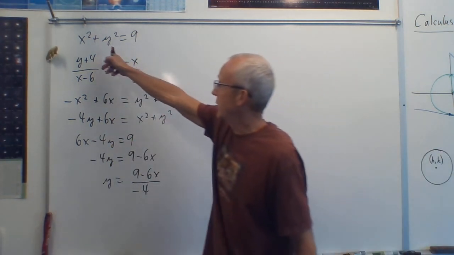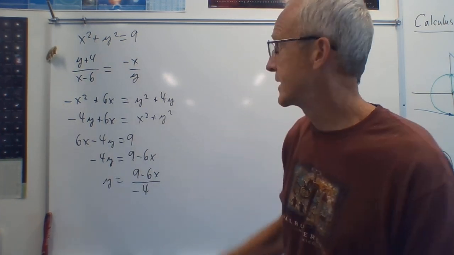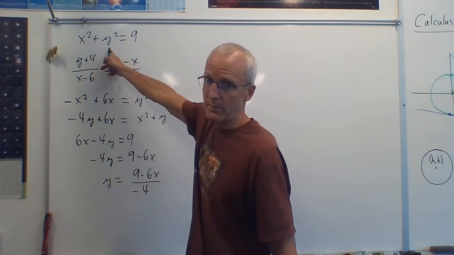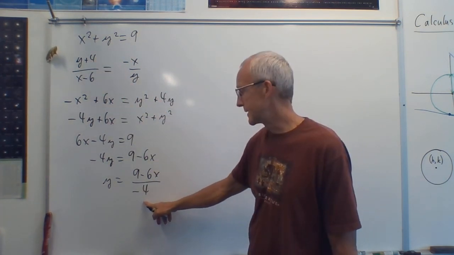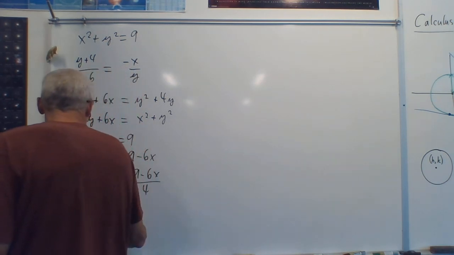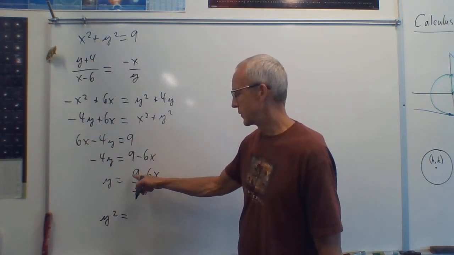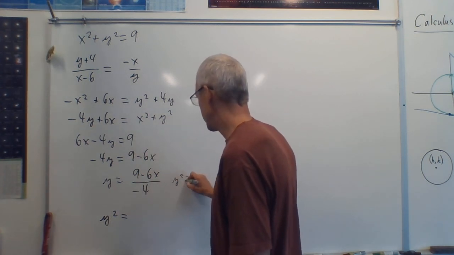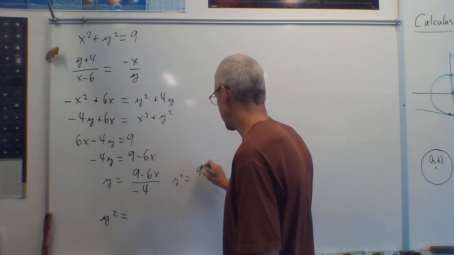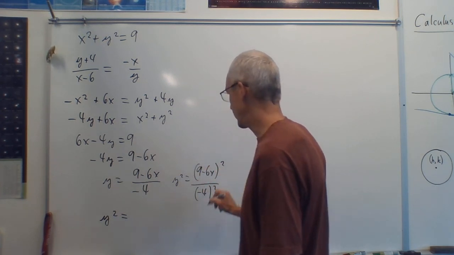We want y squared. So I'm going to square that right now. Might as well just do it now, because what we want is y squared to plug back into this formula up here. So squaring this, the negative on the bottom goes away. That's nice. So when you square this thing, I'm going to write this out. So y squared is equal to (9 minus 6x) squared divided by negative 4 squared.